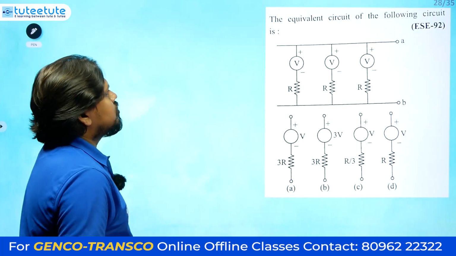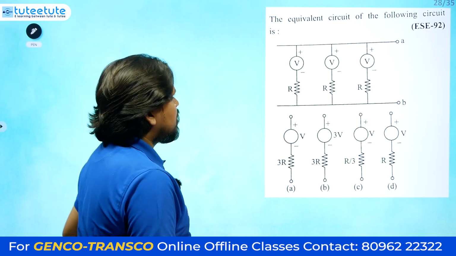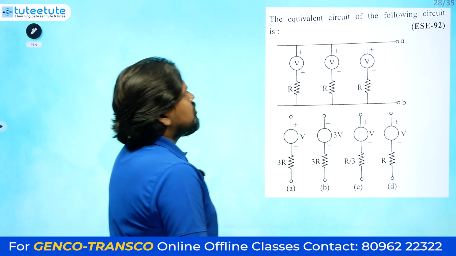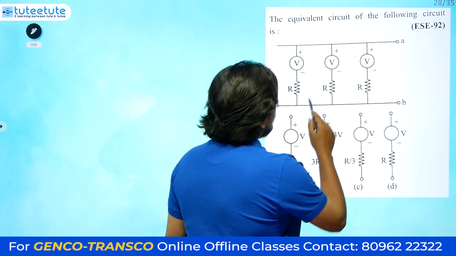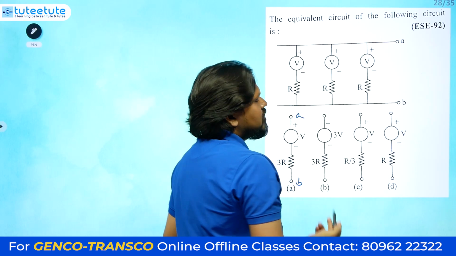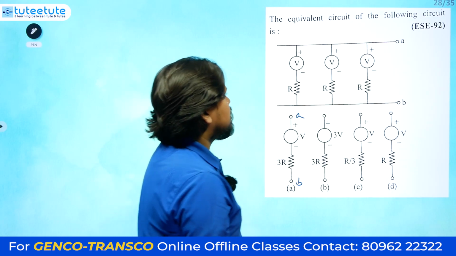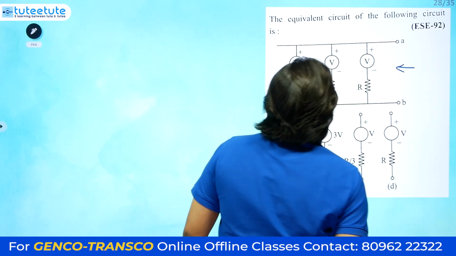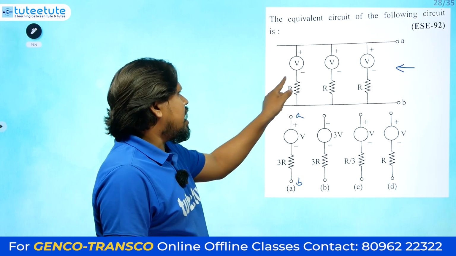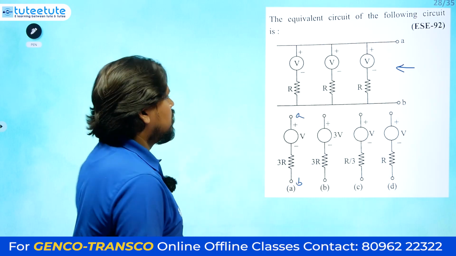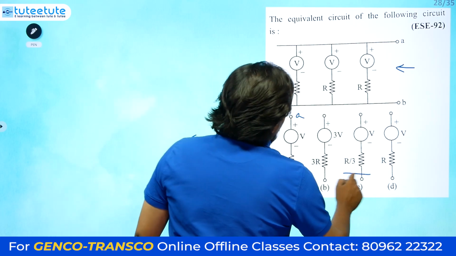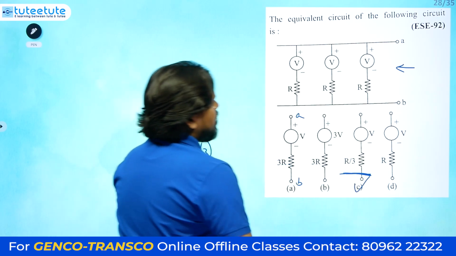Next question: the equivalent circuit of the following circuit is. They are asking for the equivalent circuit between the AB terminals. These are the AB terminals, and they must be represented in the options also; otherwise it's a different answer. If you take the equivalent resistance, all the voltage sources must be short circuited. So R in parallel with R in parallel with R gives R divided by 3. R equivalent is R divided by 3. Option C is the correct one directly.